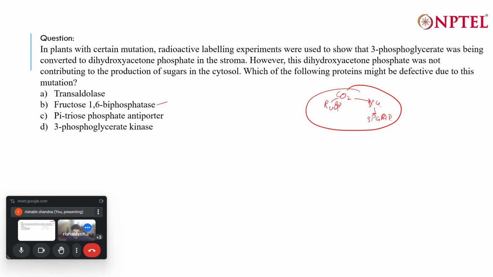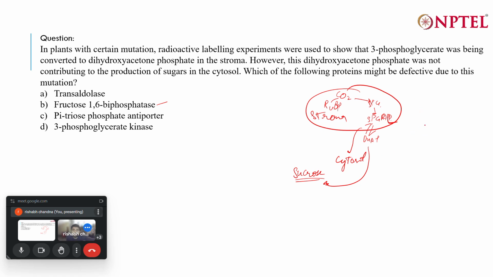Okay, now this 3-phosphoglyceraldehyde is converted to DHAP, which is then transported to the cytosol. Okay, so this is stroma and this is cytosol, and in the cytosol this DHAP is involved in the formation of sucrose. Okay, the simpler pathway.